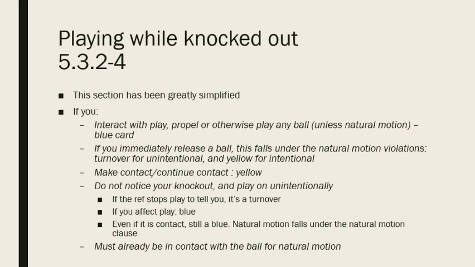If you make contact or continue contact once you're beat, you get a yellow card. If you don't notice your knockout and play on unintentionally, it's a turnover if the ref has to stop play to tell you. If you go on to affect play, it's blue. And if it's contact, that's still a blue. So generally contact fouls are yellows. This is the only one I've found that's a blue if you have an unnoticed knockout that you play on.